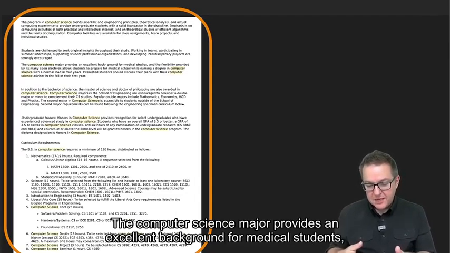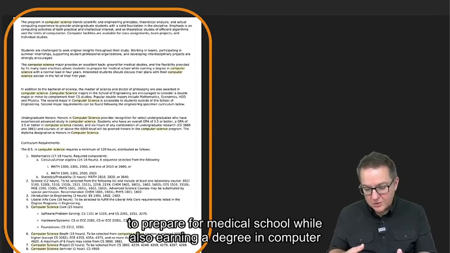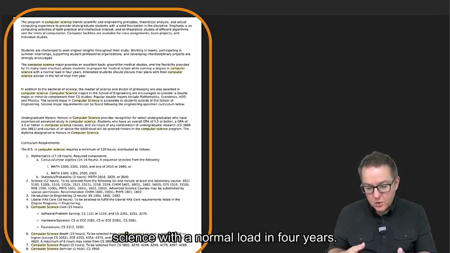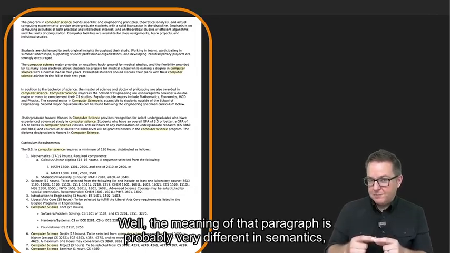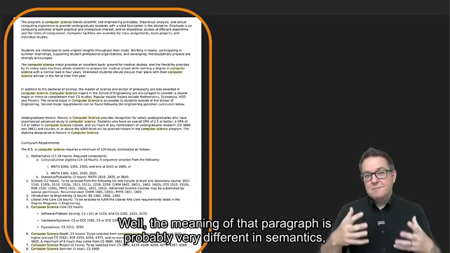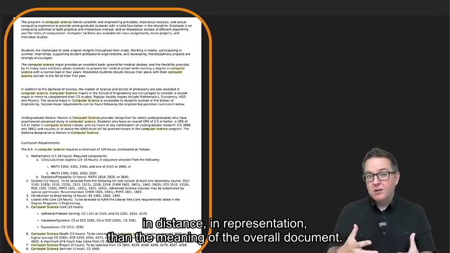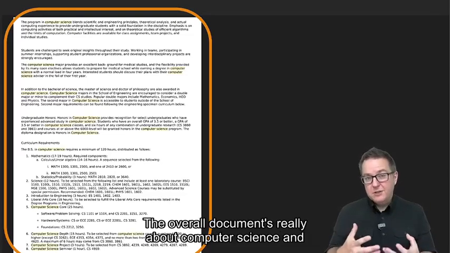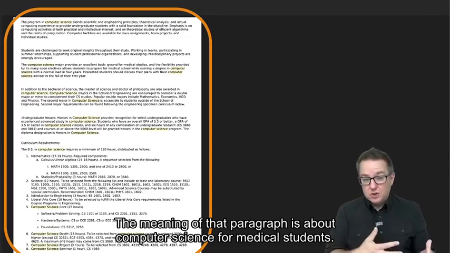The computer science major provides an excellent background for medical students, and the flexibility provided by its many open electives allow students to prepare for medical school while also earning a degree in computer science with a normal load in 4 years. Interested students should discuss their plans with the computer science advisor. Well, the meaning of that paragraph is probably very different in semantics, in distance, in representation than the meaning of the overall document. The overall document is really about computer science in the computer science department. The meaning of that paragraph is about computer science for medical students.